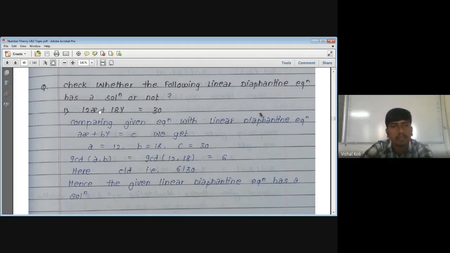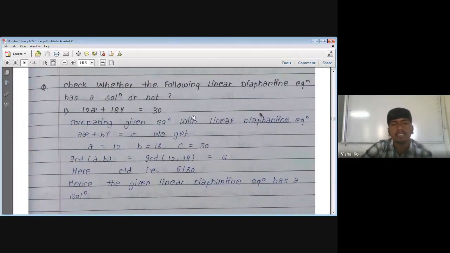Let us consider the first one: 12x plus 18y equal to 30. Now we have to compare this equation with our linear Diophantine equation of the type ax plus by equal to c. So from this, a is 12, b is 18, and c is 30.